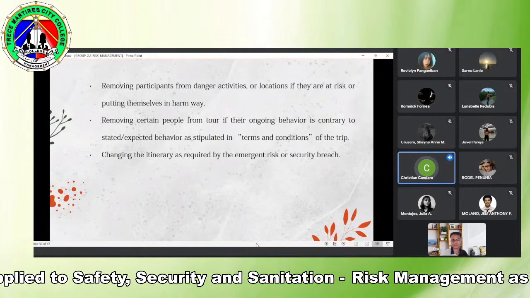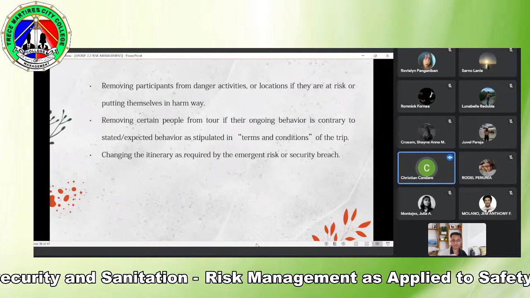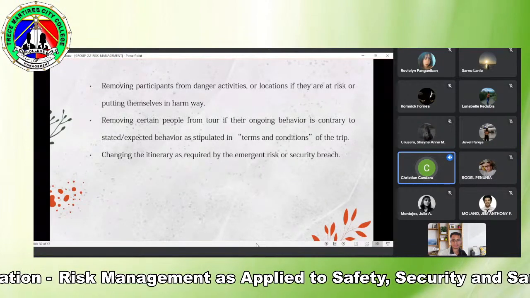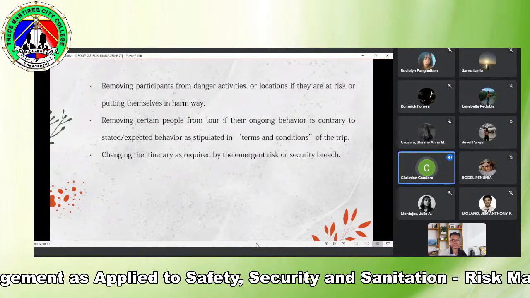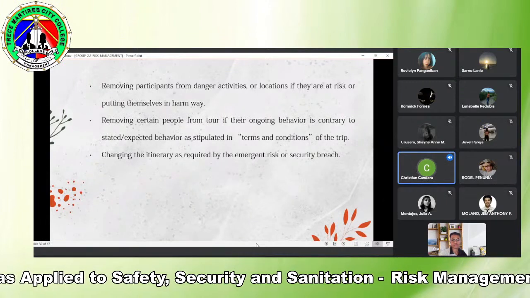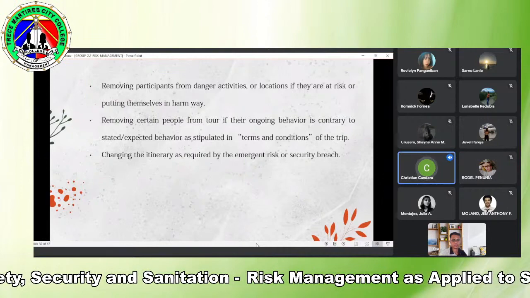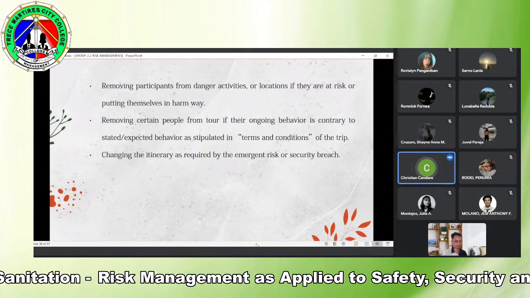Removing participants from dangerous activities or locations if they are at risk or putting themselves in harm's way. Why is safety first important? Safety precautions and equipment can be instrumental in preventing or lessening injuries from sporting activities. The environment in which sports are played also has an impact on injuries.